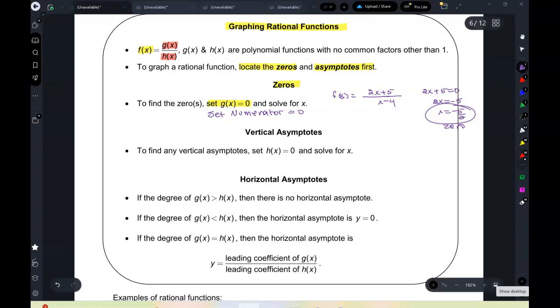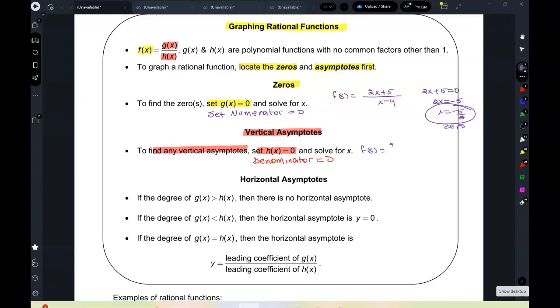Okay, next, how do we find a vertical asymptote? To find a vertical asymptote, this time you set h of x equal to 0, meaning you set the denominator equal to 0. So in the same example from above, if I have f of x is equal to 2x plus 5 over x minus 4, you know how for the zeros I completely ignored the bottom? Now it's the opposite. I completely ignore the top. I just go into the bottom, set this equal to 0, x equals 4.